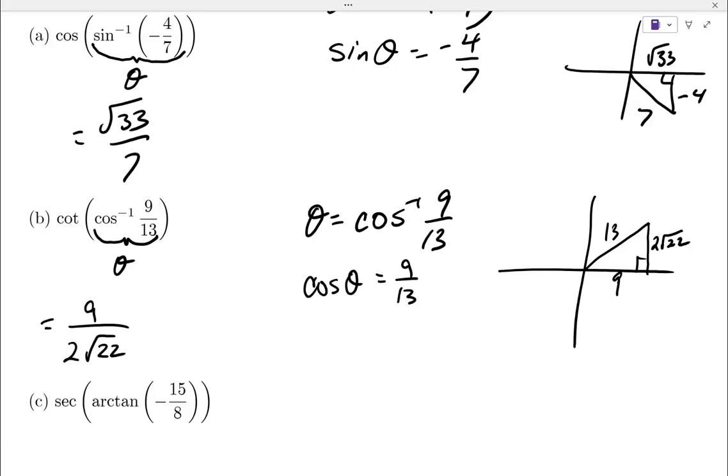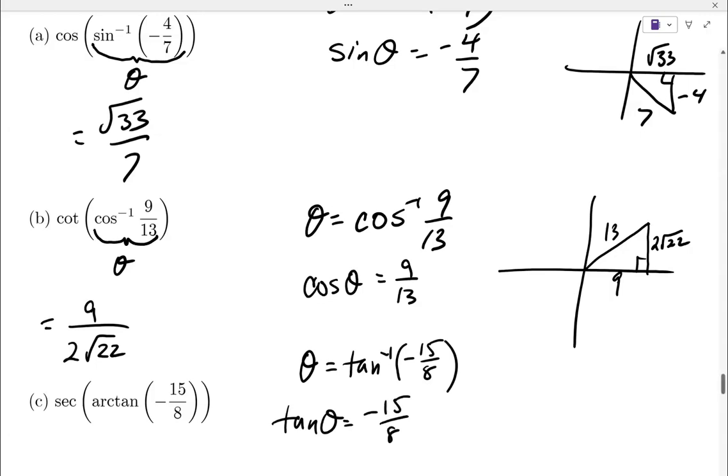Remember I mentioned this last time. When I say arctan, that means the same thing as inverse tangent, right? So same idea here. Make that theta. So rewrite the equation. Tangent of theta is equal to negative 15 over 8.